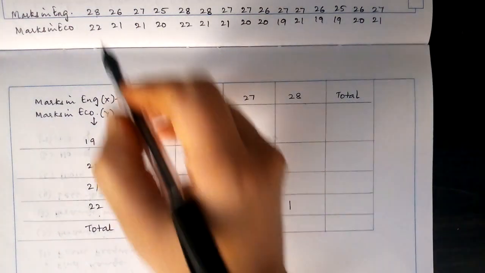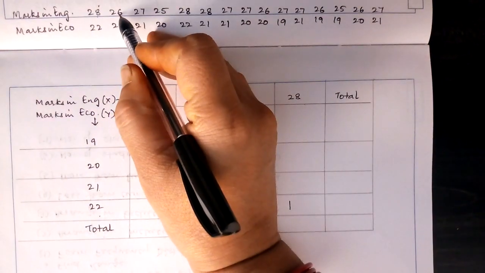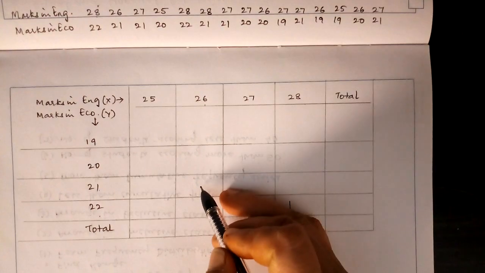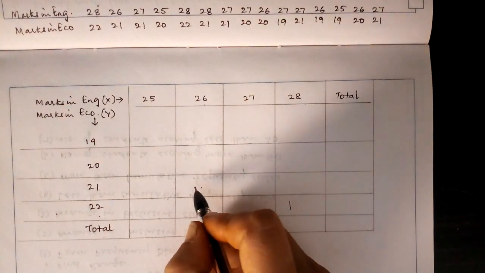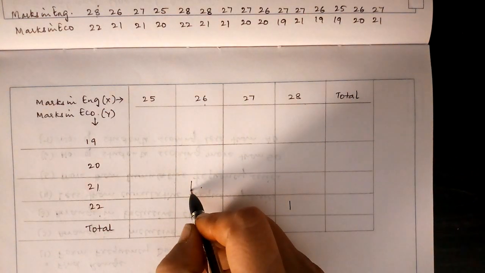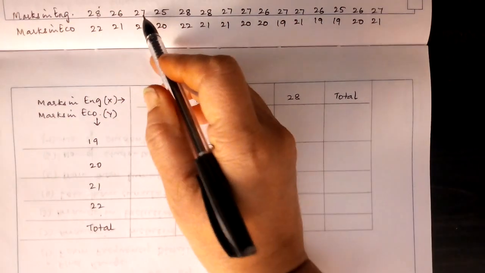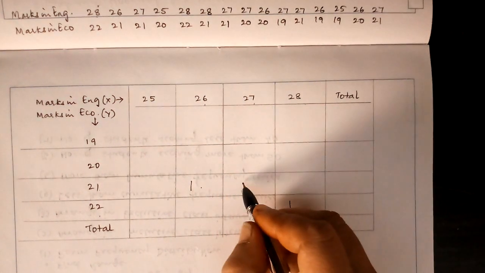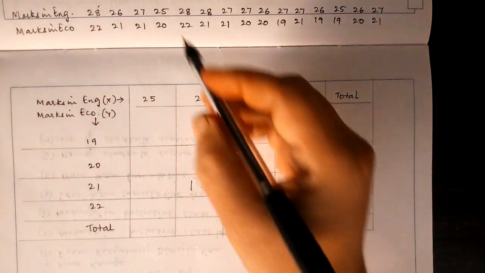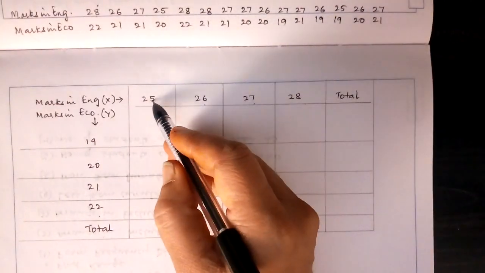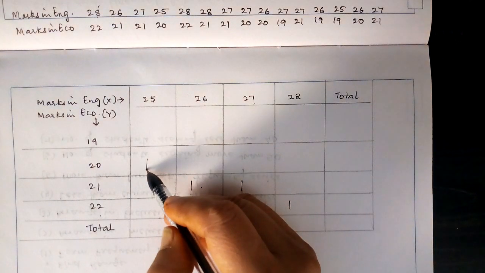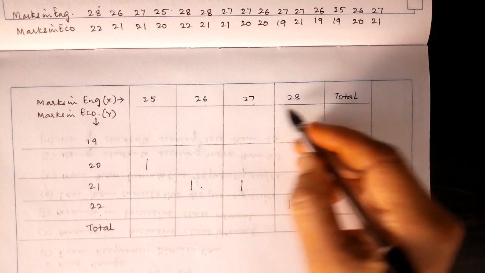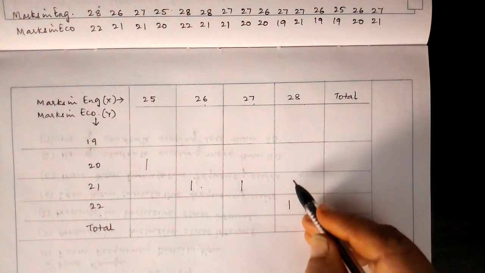The next combination, this is over. Next combination is 26 and 21. Let's find 26 and here we have 21. So these are the corresponding values. So we will put one tally here. The third combination is 27 and 21. Okay. Then 25 and 20. Then 28 and 22.